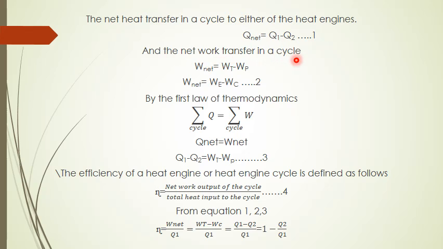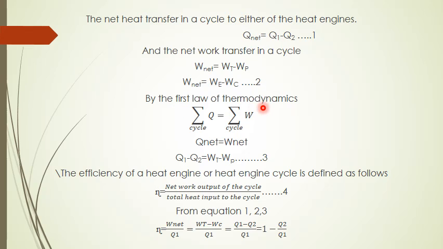And the net work transfer in a cycle is WT, work done by the system, minus work added to the system. So net work transfer in the cycle is WT minus WP. You can call it equation 2.